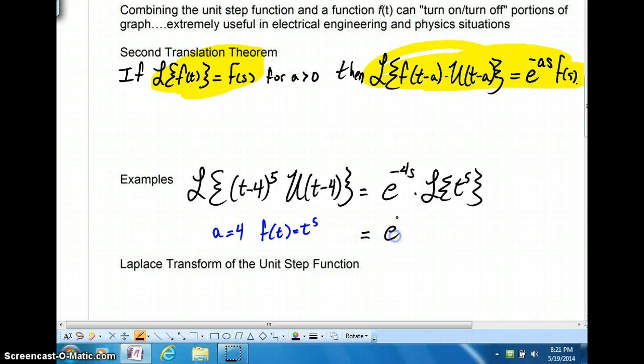Well, we've seen what that is before. This is going back to the beginning of our unit. That's going to be 5 factorial all over s to the 6th power. And 5 factorial, by the way, is 120, so we'd get 120 e to the negative 4s all over s to the 6.